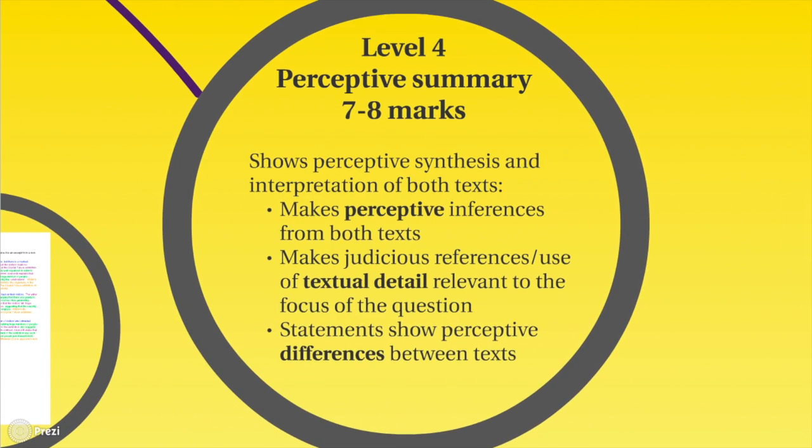This question is worth 8 marks, so level 4, which is the top level, is worth 7 to 8 marks. Now, in order to achieve that level, you need to make perceptive inferences, and that means that you need to choose quotations and make suggestions which are beyond the normal. So you need to really consider what those words suggest. You need to choose correct evidence, a variety of quotes from those sources, and you also need to actually explicitly say what is different between the texts.